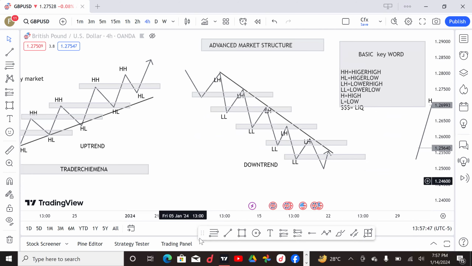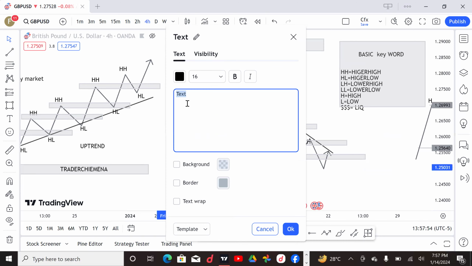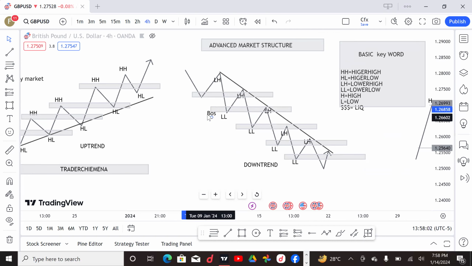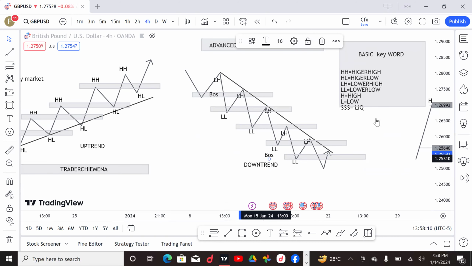So what price was doing here, price was doing a break of structure. We have this break of structure. That's BOS. So remember what I said, that I want us to master all this.